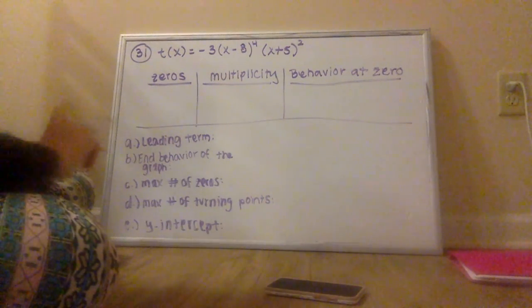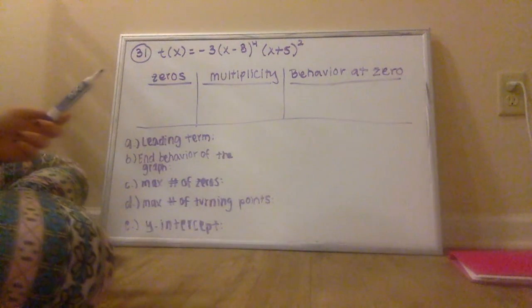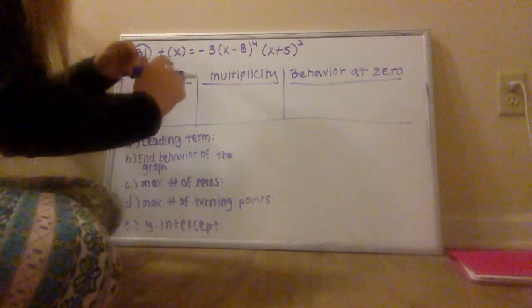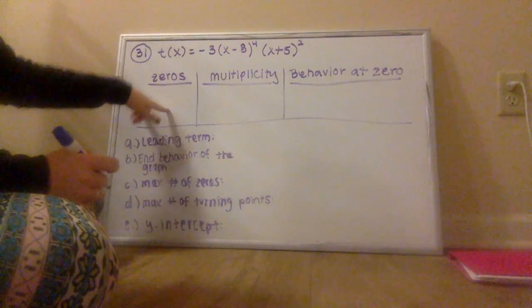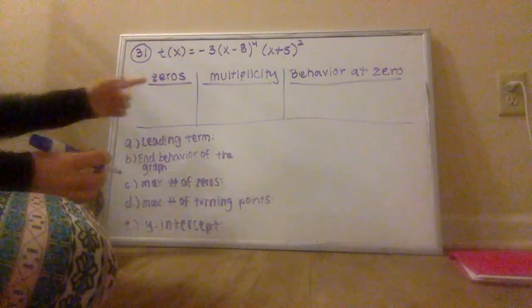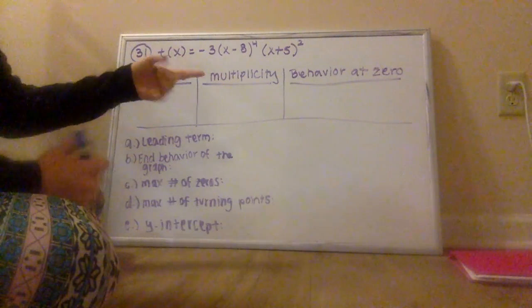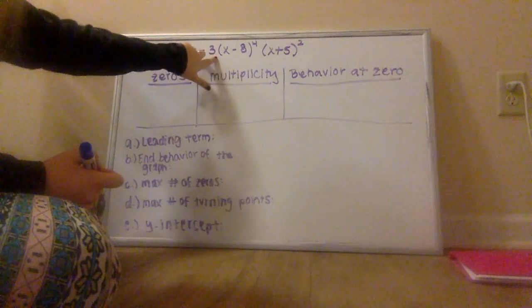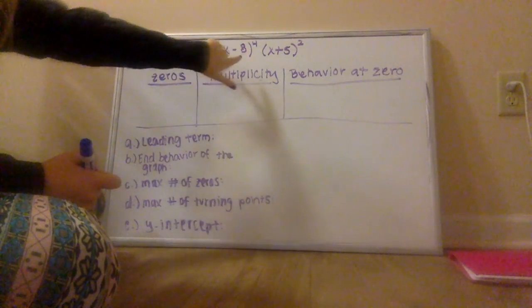Okay, this is number 31 on the test 3 study guide. So the first thing it wants us to do is fill in this chart with the zeros, multiplicity, and behaviors at 0. The first thing we're going to do is, everywhere that we have an x, set it equal to 0. We don't have an x with our first term, so we're going to start here.